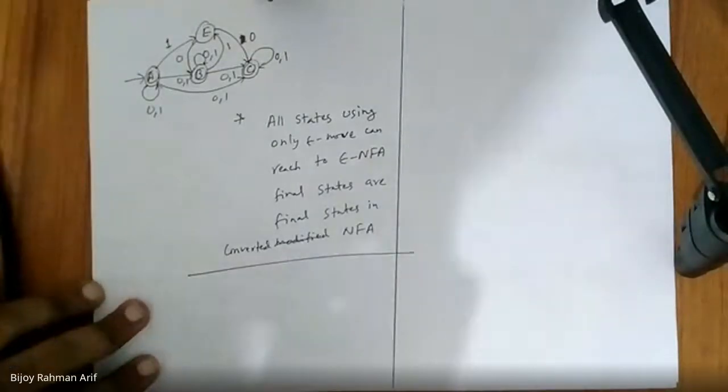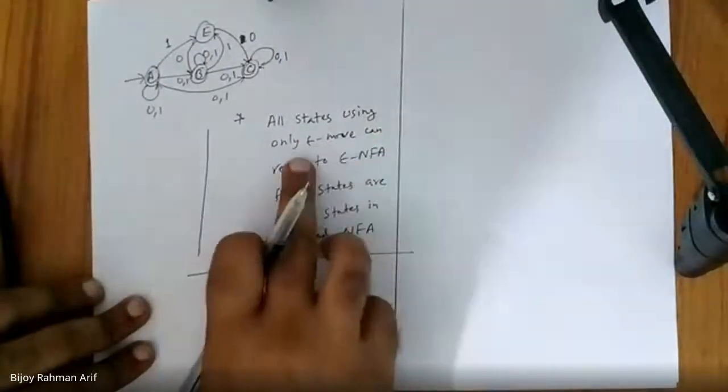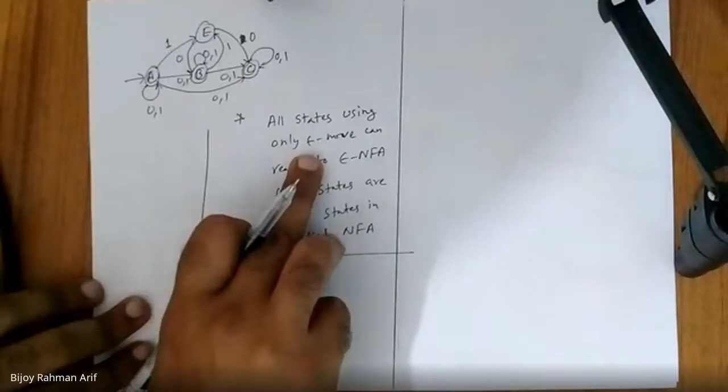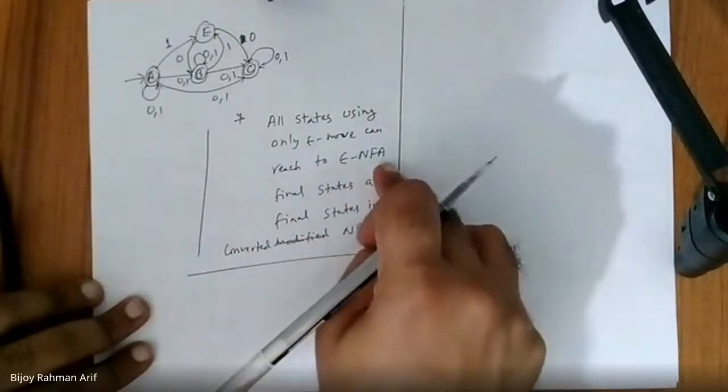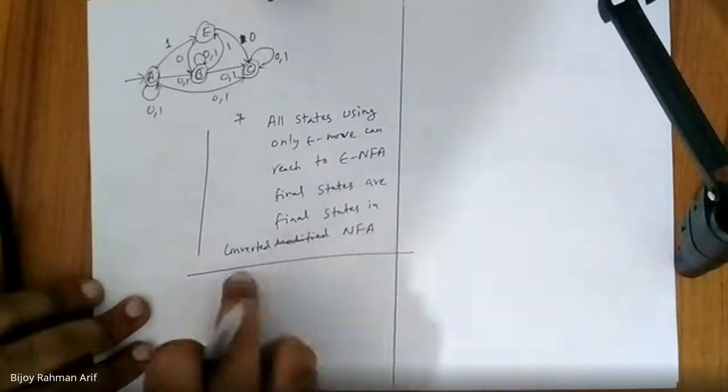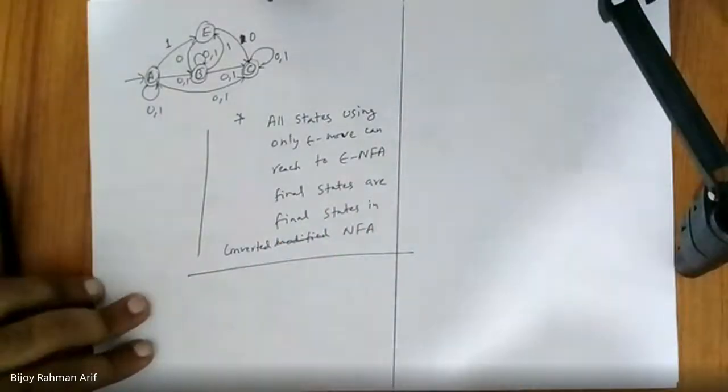So this is the definition. All states using only epsilon moves that can reach the epsilon NFA final states are final states in the converted NFA. Did you get it? Yes, sir.